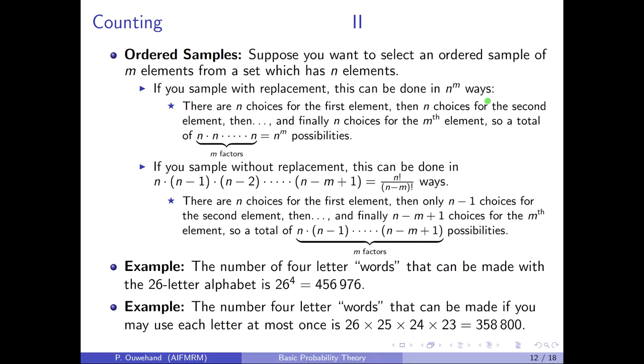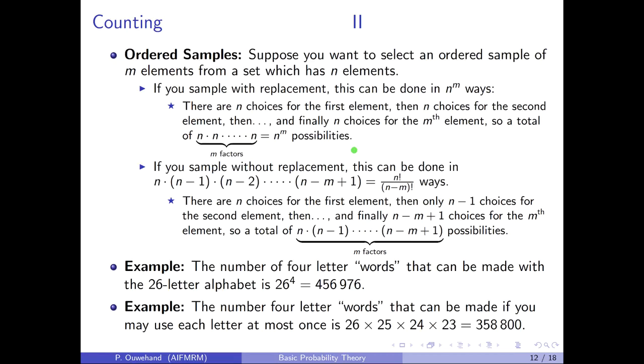In order to show this, we use the multiplication principle. Firstly, there are n choices for the first element. Because we may choose that element again, there are still n choices for the second element. Then there are n choices for the third element, etc., until finally there are n choices for the mth element. And thus by the multiplication principle, there are a total of n times n times n, where there are m factors, i.e. n to the power m possibilities.